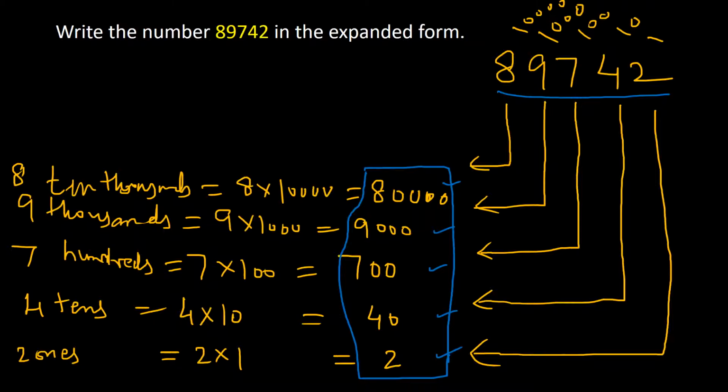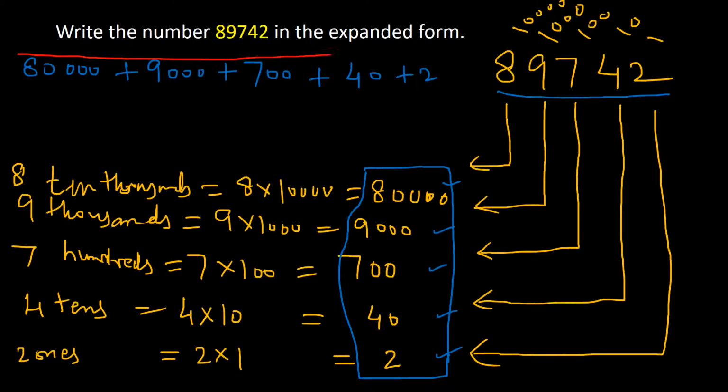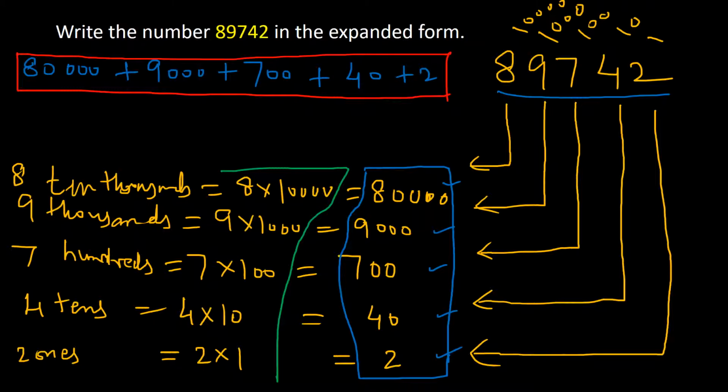Now these five numbers can also be written like this in a convenient form. I can just write it like this: 80,000 plus 9,000 plus 700 plus 40 plus 2. I'll put a box around them like this. So this is an expanded form of the number that was given to us. Now, this is one of the expanded forms of the number given to us. We can also get another expanded form if we use the numbers in this box.